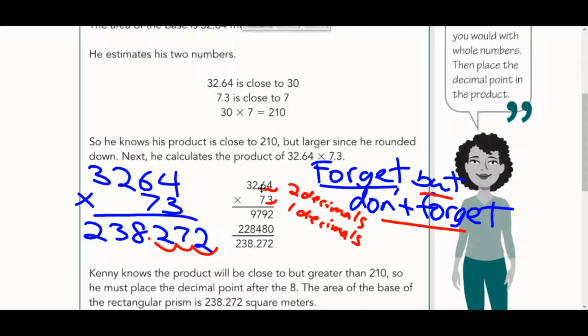So this has 2 decimal places and this has 1, so our answer needs to have 3 decimal places. So that's why we slid it over to here between the 8 and the 2. That's the general idea of multiplying decimals.